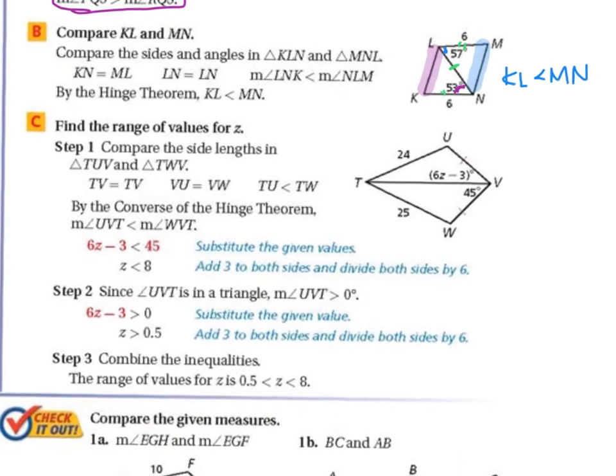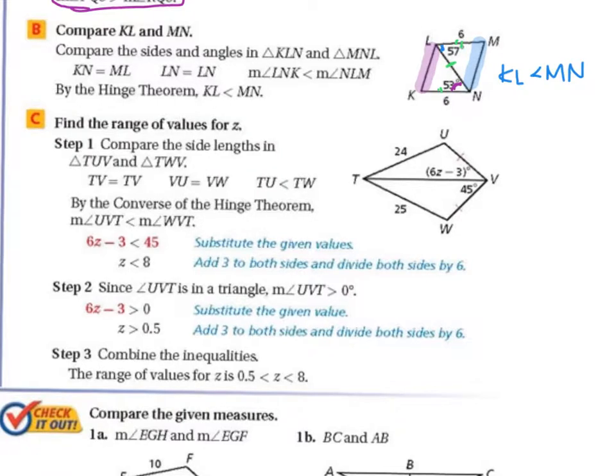Example C says find the range of values for Z. Compare the side lengths. So again, if you look, you've got your reflexive side. You've got this time the two congruent sides, which are out here. And then we're looking at the angles in here to find the relationship. So 6Z minus 3 and 45. And opposite the 6Z minus 3 is the 24. Opposite the 45 is the 25.